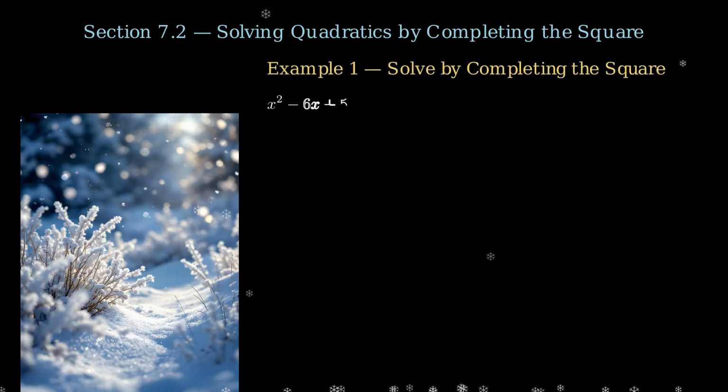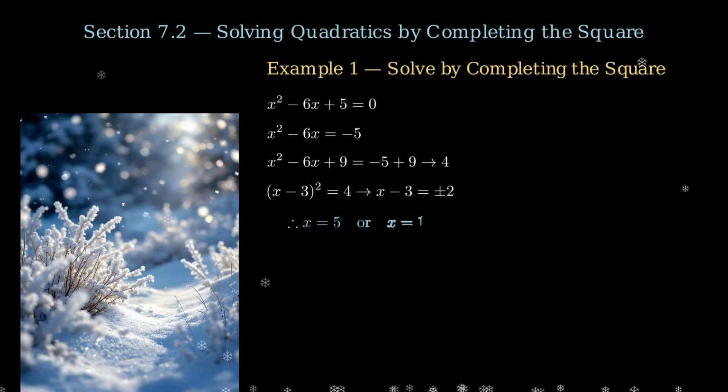Let's solve example 1 with fresh numbers. Solve x squared minus 6x plus 5 equals 0. First, we move plus 5 to the right side to get x squared minus 6x equals -5. Next, half of -6 is -3, and squaring it gives 9. Add 9 to both sides.